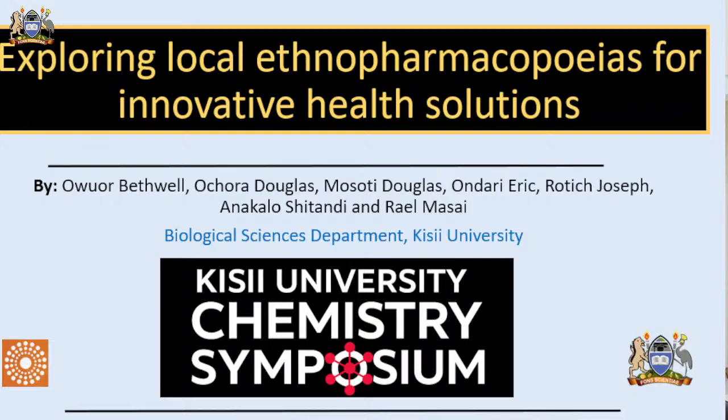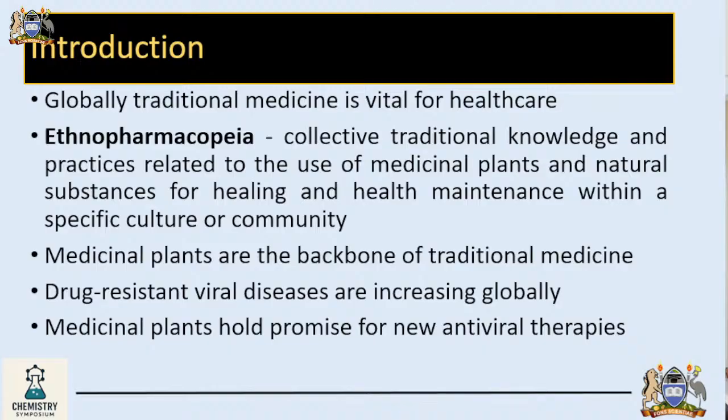One of the things this paper highlights is looking for areas that we can work in together. Indigenous or traditional knowledge, which involves the use of medicinal plants, is one of those areas. That is why we are talking about ethnopharmacopoeias. Next. So traditional medicine, without a doubt, is very important. And medicinal plants are actually the backbone of our traditional medicines.